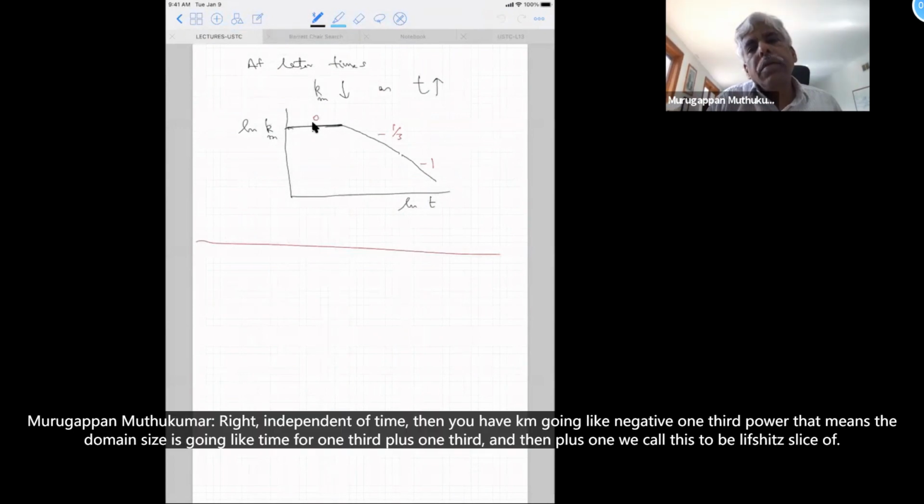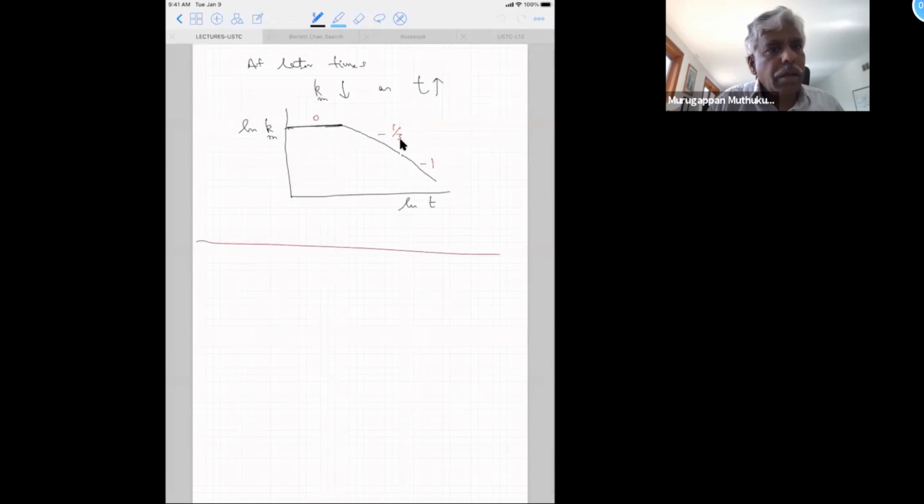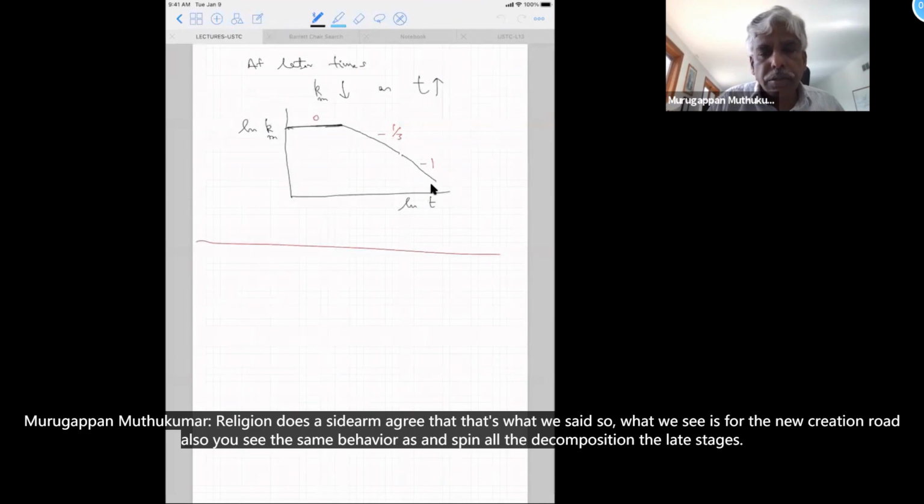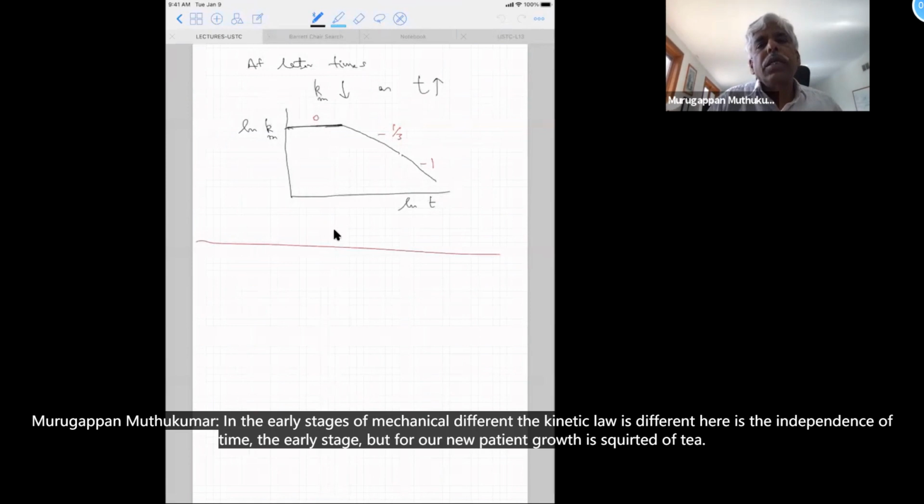It is independent of time. Then you have k_m going like negative 1/3 power. That means the domain size is growing like time power 1/3, and then plus 1. We call this the Lifshitz-Slyozov region. This is a hydrodynamic region. That's what we say. So what we see is that for nucleation and growth, you also see the same behavior as in spinodal decomposition in the late stages. In the early stage, the mechanism is different. The kinetic law is different. Here, it is independent of time in the early stage, but for nucleation growth, it is square root of t.